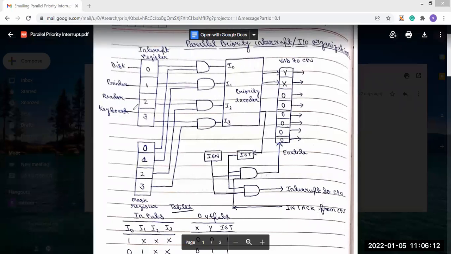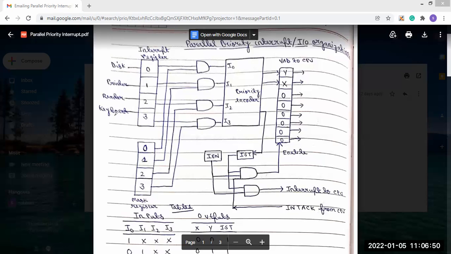Now the input-output device which generates an interrupt makes its interrupt register value one. Among the disk, printer, reader, and keyboard, the device which generates the interrupt will make this interrupt register value one. There is also a mask register present, and initially the value of the mask register is one.